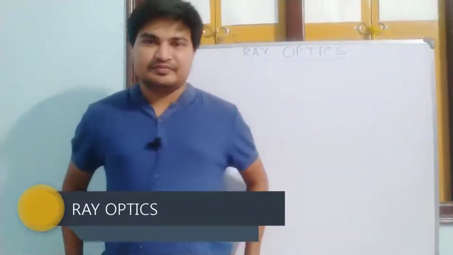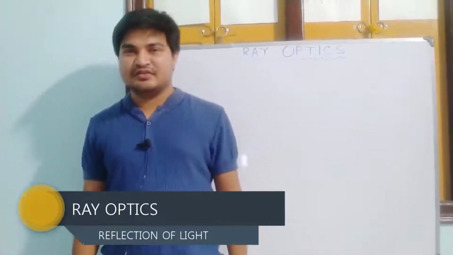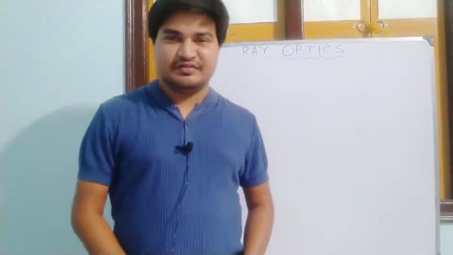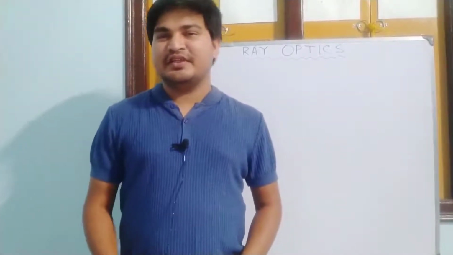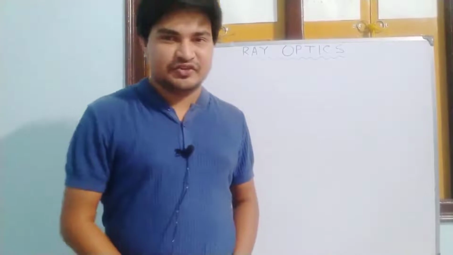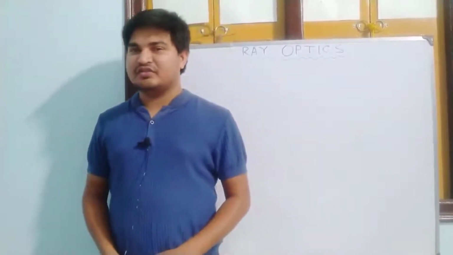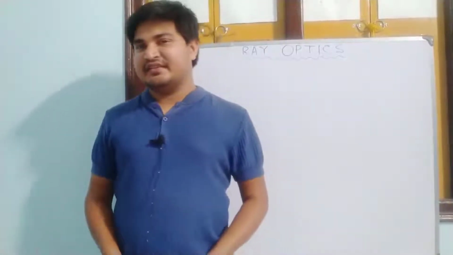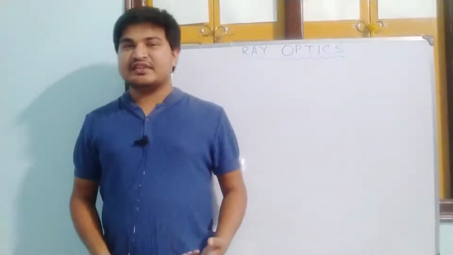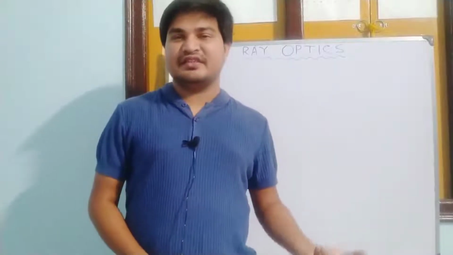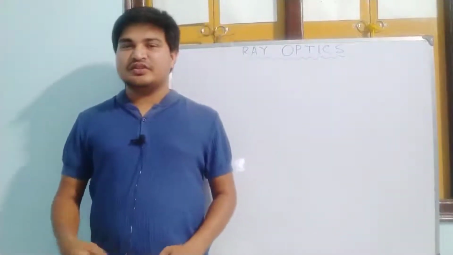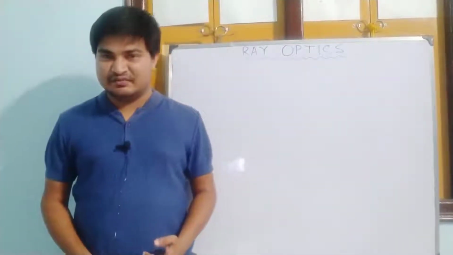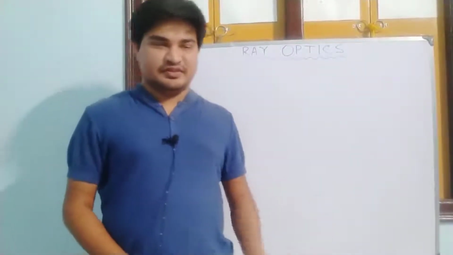Hello students, today we are going to discuss ray optics. We know optics is the branch of physics where the properties of light are discussed. In nature we observe different natural things which are related to light, and to understand why these things happen in nature, we use some considerations about light. These considerations come according to the observations.